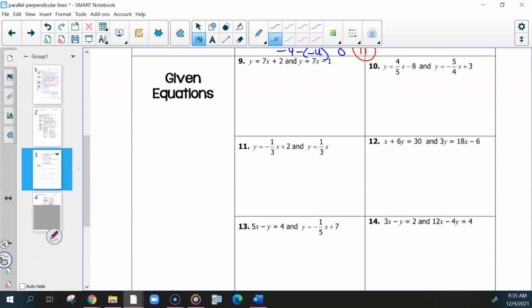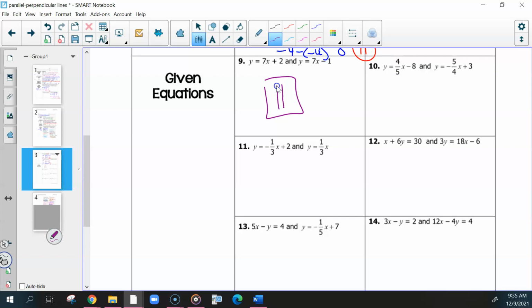Okay. For number 9, you are looking at the slopes and you're comparing them. So for these two, are these parallel, perpendicular, or neither? They should be parallel because they have the same slope but different y-intercepts. Oh, that's easy. I could have done this so long before.